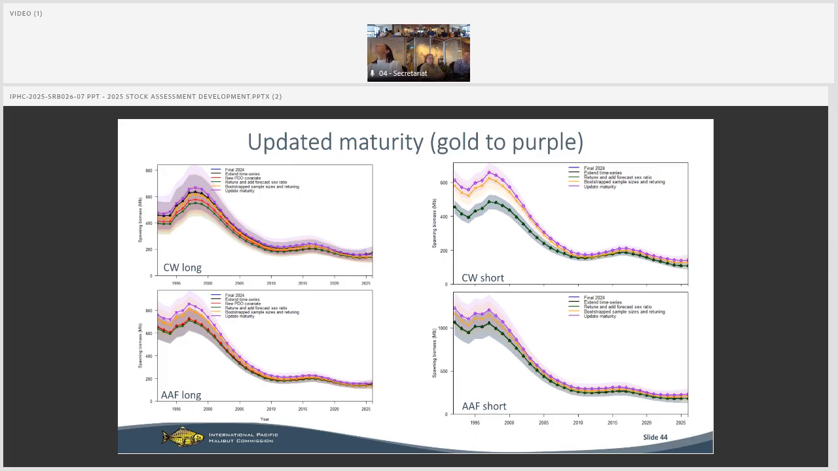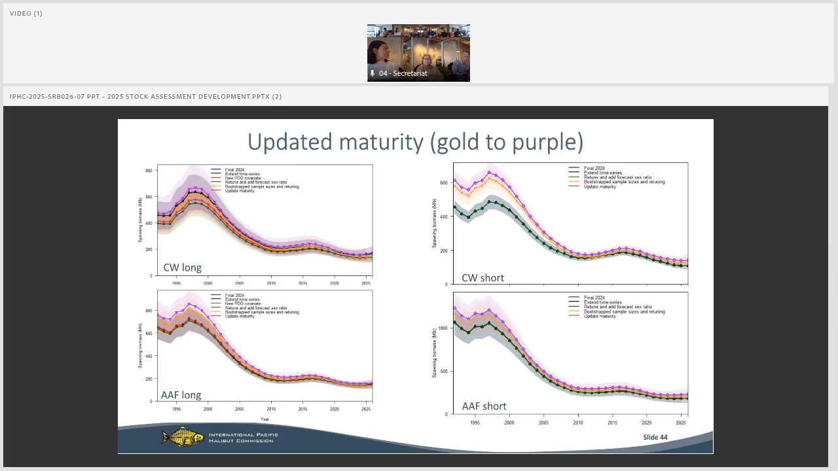spawning biomass time series estimates go up slightly across the whole time series because there's more younger fish. So at all points in the time series, you get a little bit more spawning biomass. But the effect is slightly more pronounced as you get down into these dips here around 2010 and around the present. There's a little bit of a bigger gap there because we've got more young fish in the population. So the difference is slightly larger in this time series.